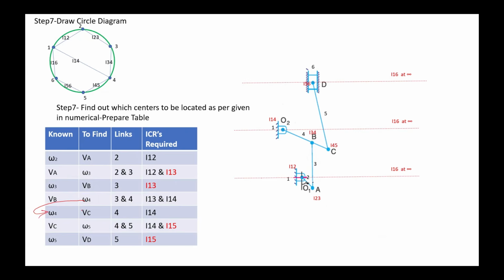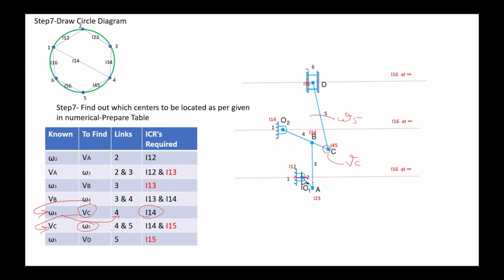Now by having omega 4, what can you find out? I can find out the velocity of C. So I have to find out the velocity of C. Omega 4 is related with link 4. So the ICR in the last column is I14. Now by doing this step, I know the velocity of C. Once I know the velocity of C, I can find out omega 5. So omega 5 will be your finding.